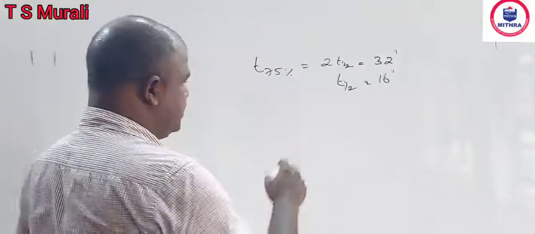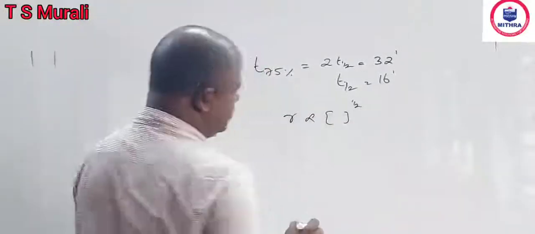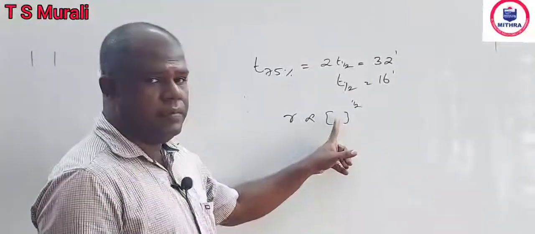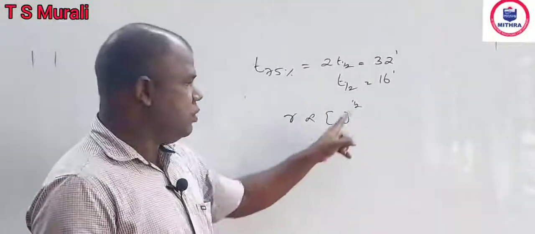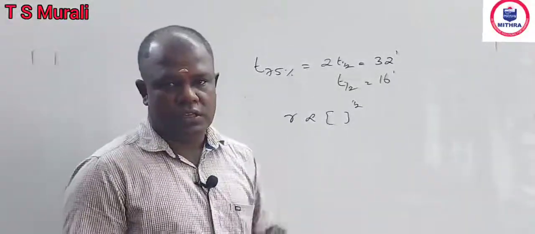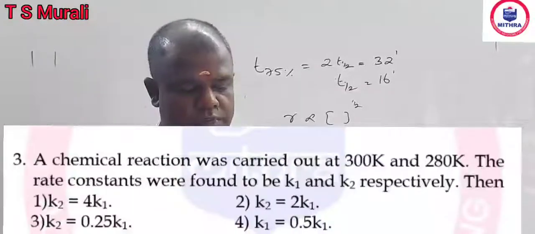Suppose this is the relation: rate proportional to concentration raised to 1 by 2. Imagine, suppose we make the concentration 4 times, 4 raised to 1 by 2 becomes 2. That is the change. So the order of the reaction is 1 by 2. Question number 3.